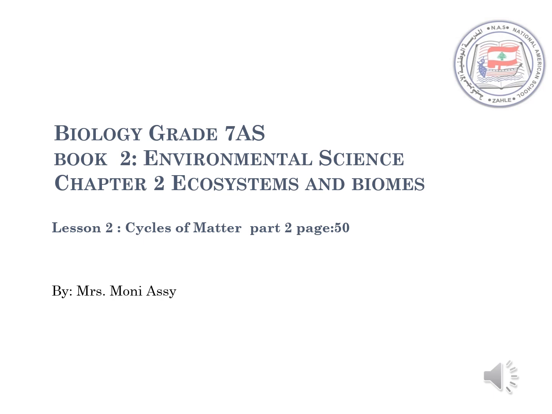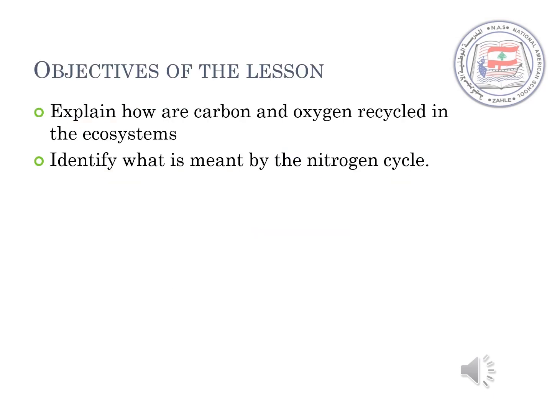This is Miss Mooney. Today we're going to continue our second chapter in our second book, Ecosystems and Biomes. Please open your books to page 50, Lesson 2, Cycles of Matter. The objectives of the lesson: we are going to explain how carbon and oxygen are recycled in the ecosystems. Also, we are going to identify what is meant by the nitrogen cycle.